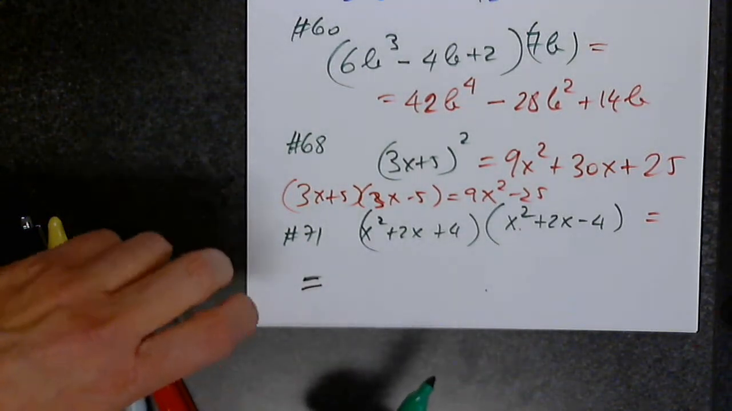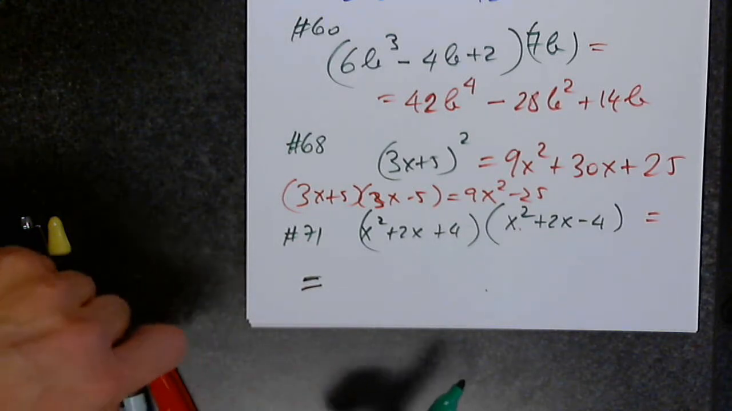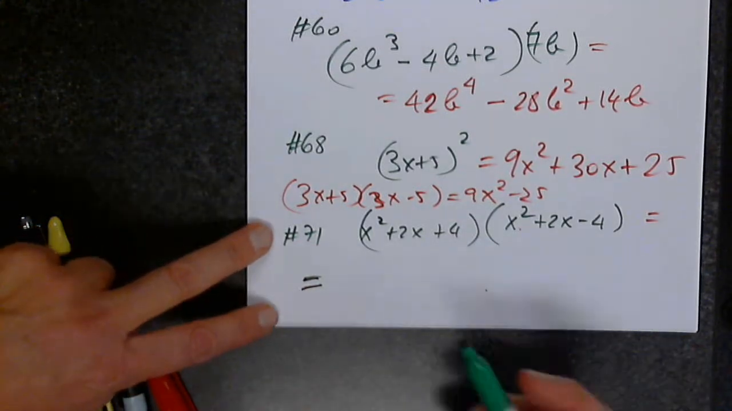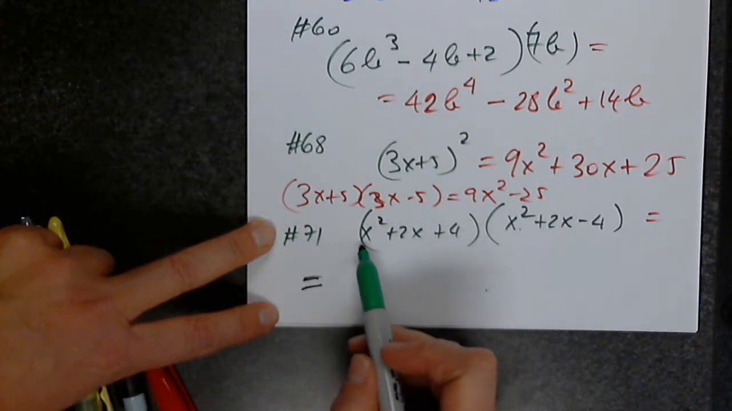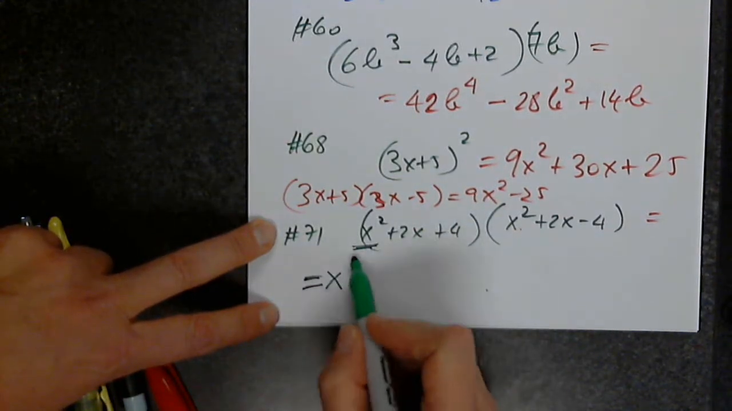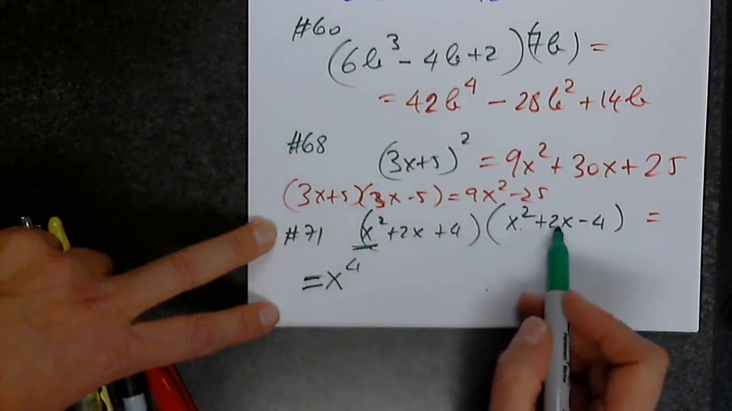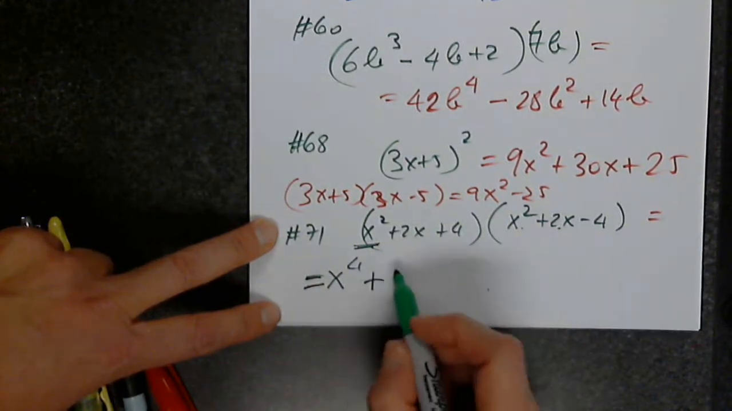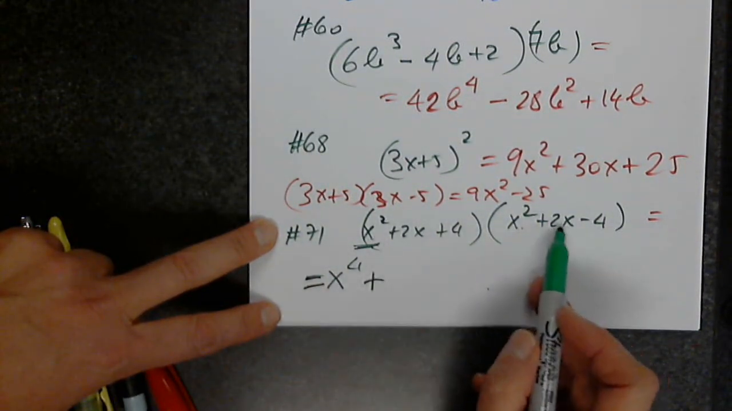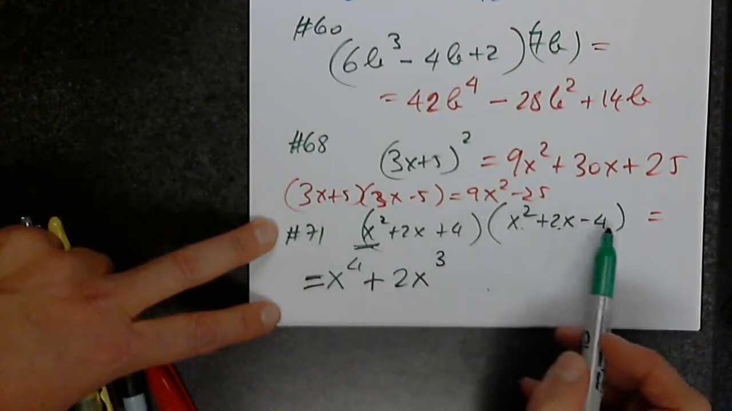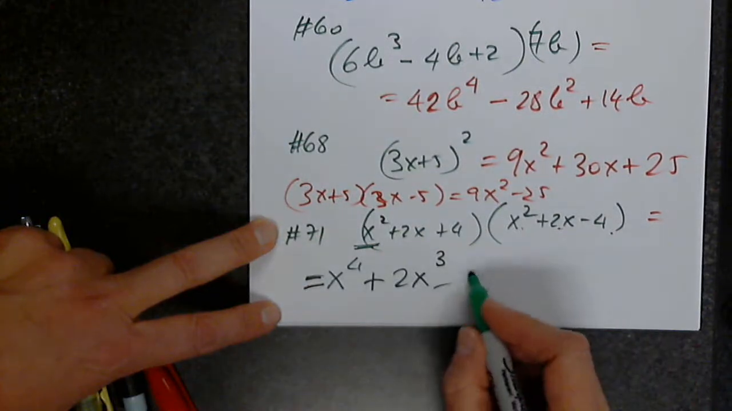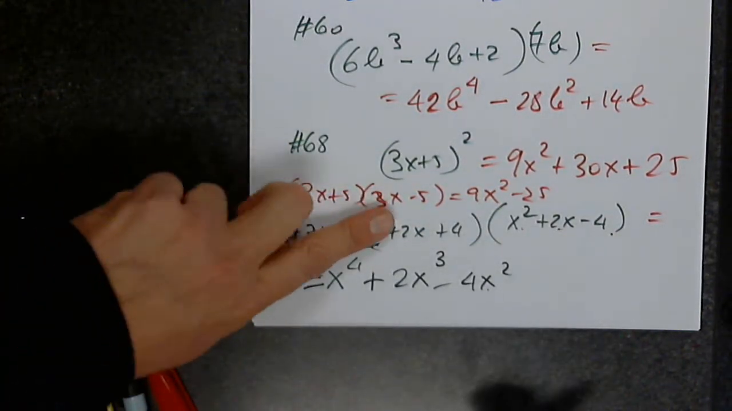Can anyone dictate the first step in 71, please? X plus 2 squared. So first I have to multiply. Yes, x to the fourth. This times this. Now this times this. This times this. 2x cubed. This times this. Good. So I finish with the first term.